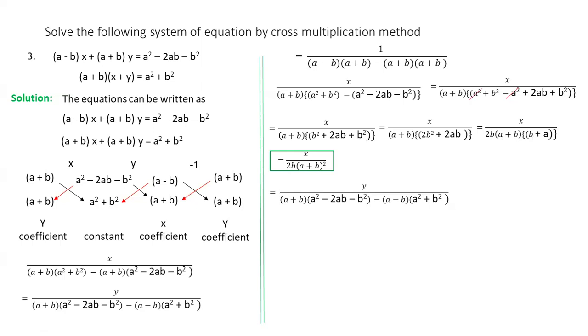Now write the second expression, that is y. Again, I have just written the whole expression. Now what do you see here? A plus b, a minus b. Can't take out common, isn't it? So you need to multiply it. A into a square is a raised to 3. A into 2ab is 2a square b, minus a into b square is ab square, plus a square b minus 2ab square, minus b raised to 3. Second bracket: a into a square is a raised to 3, a into b square is ab square, minus a square b minus b raised to 3.